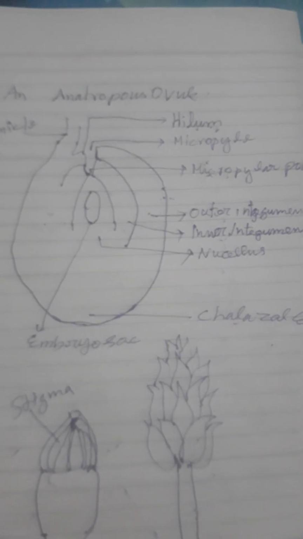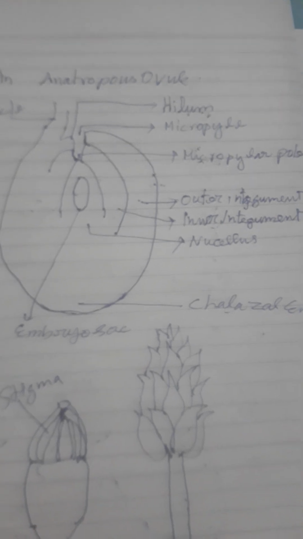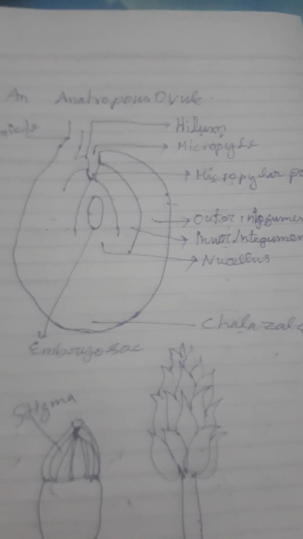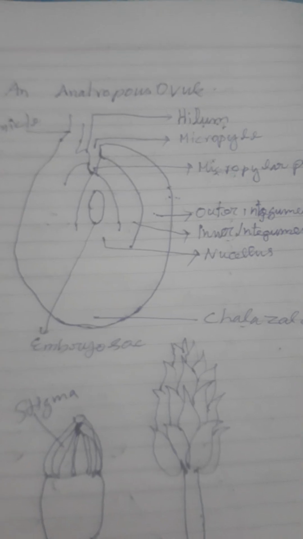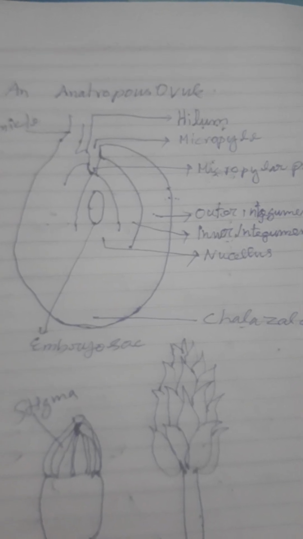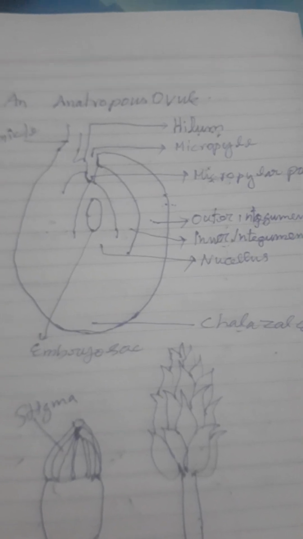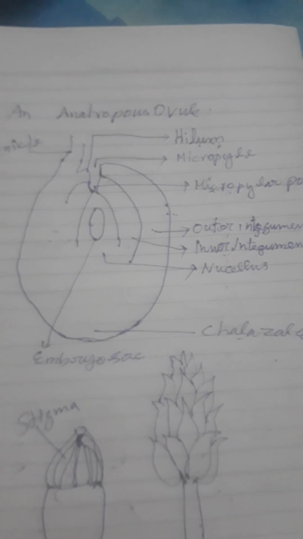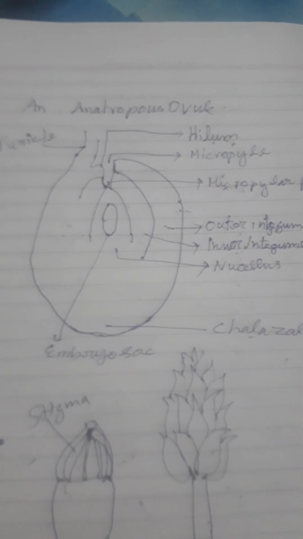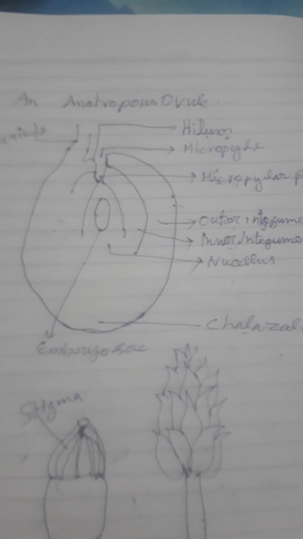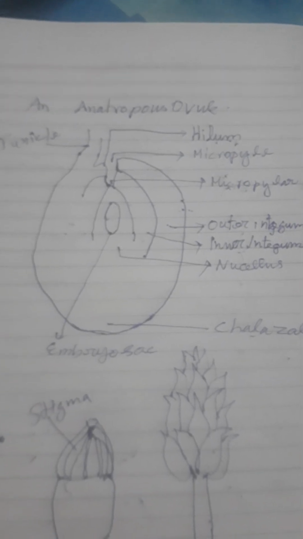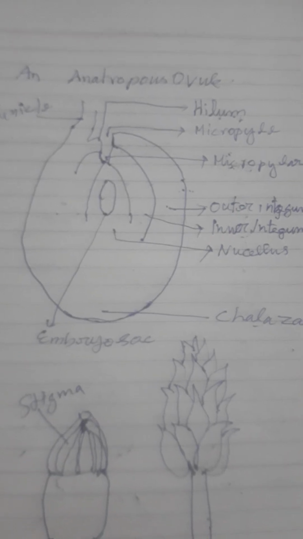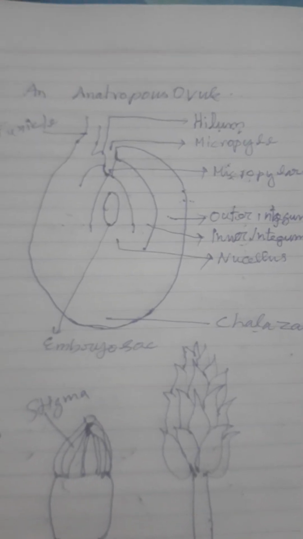So fertilization takes place. How does fertilization take place? When the male gamete enters through the micropyle, it passes and fertilizes the female gamete, that is the egg. Okay, that we already discussed. Now, the embryo sac. What is the embryo sac? What is in the embryo sac?